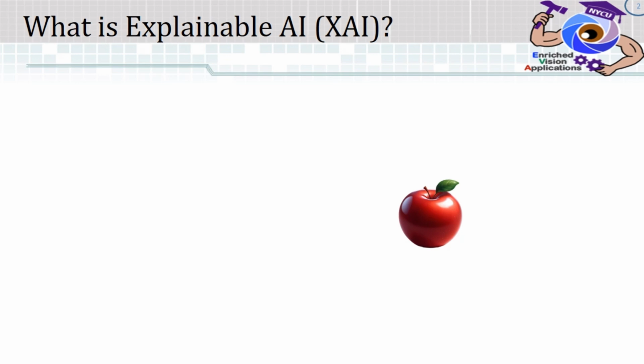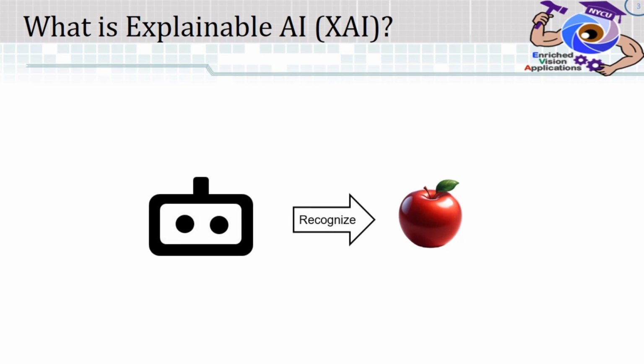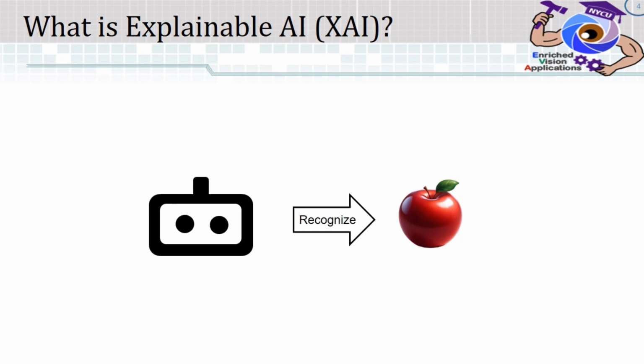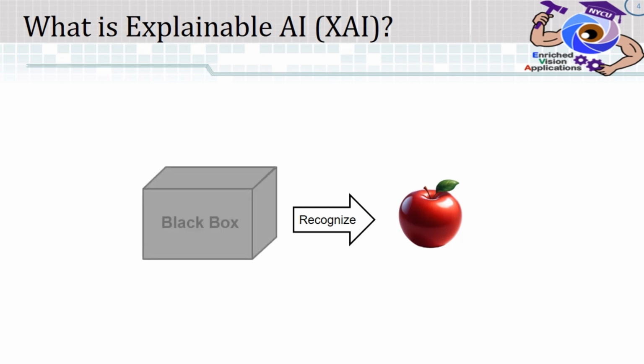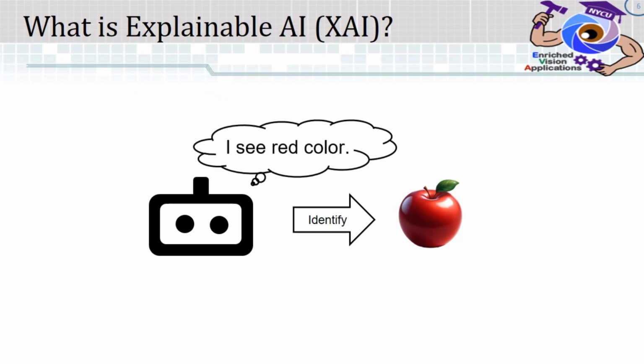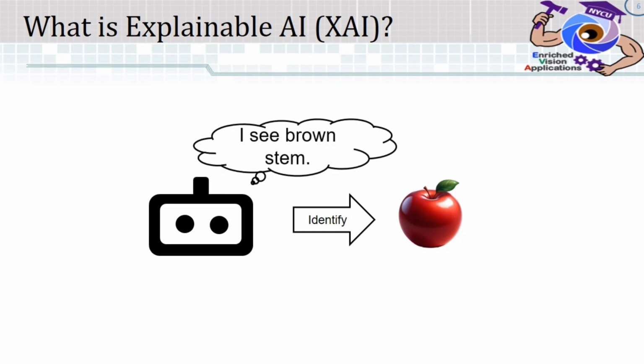Before diving into our method, let's talk about what explainable AI is. Imagine training a model to recognize an apple. A well-trained model might give us the correct answer, but how exactly does the model arrive at this decision? In many cases, the model operates as a black box, giving us the prediction without any insight into its internal workings. Explainable AI aims to shed light on the model's decision-making process. For instance, it can identify concepts such as the red color, brown stem, and heart-like shape in the image, which contribute to determining that it is an apple.